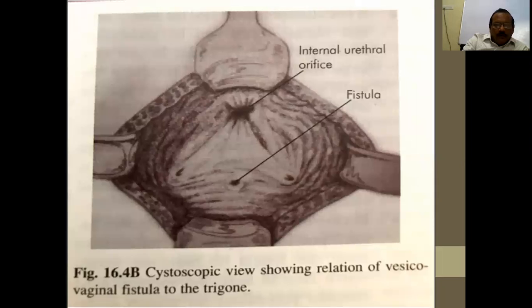Here we have shown the internal urethral orifice and the fistula, the trigone of the bladder, the ureteric openings on both sides, and in the center is the fistula. This is a cystoscopic view showing the relation of the vesicovaginal fistula to the bladder trigone.